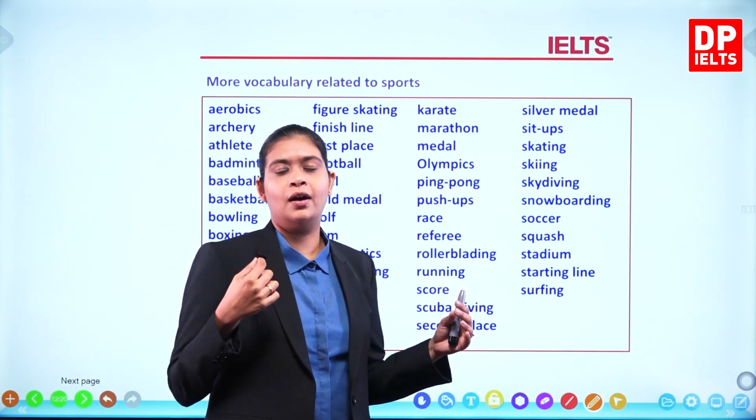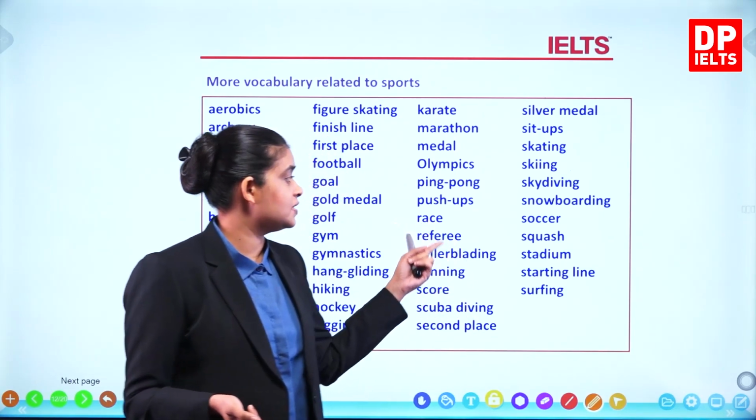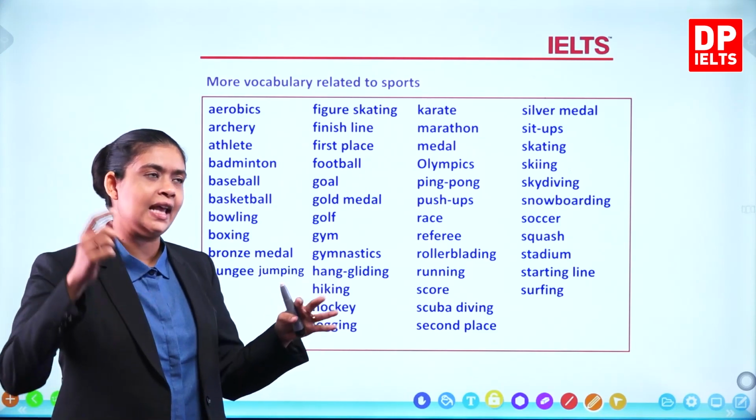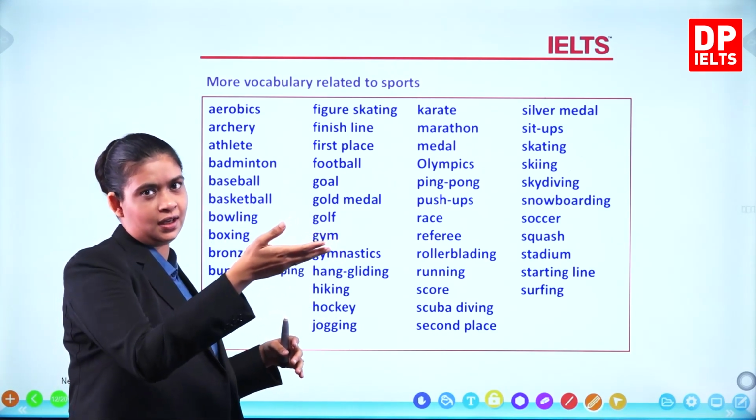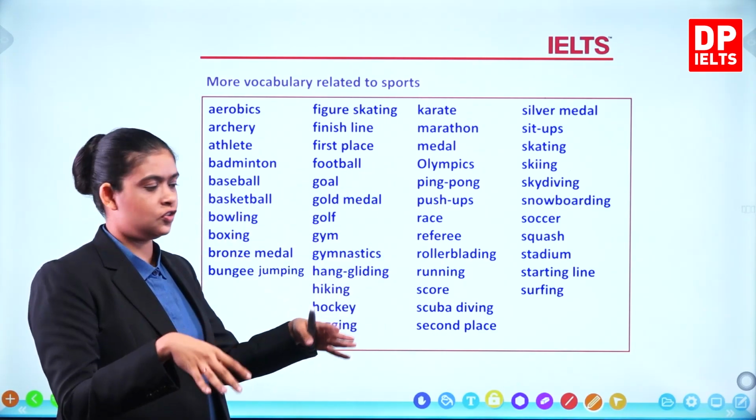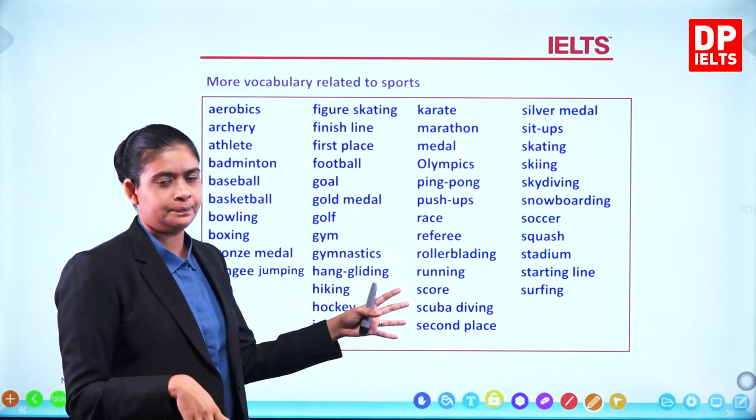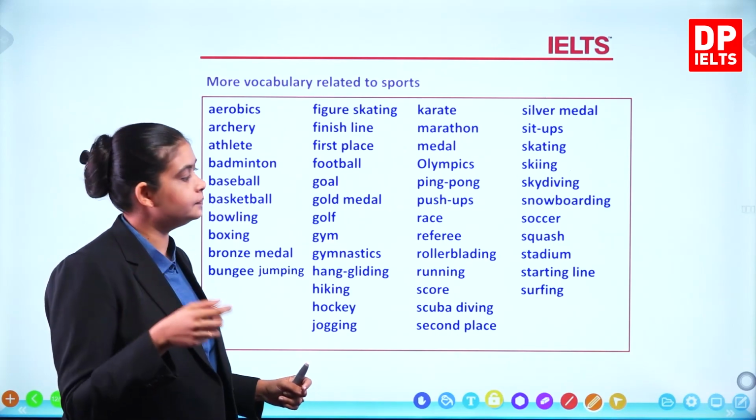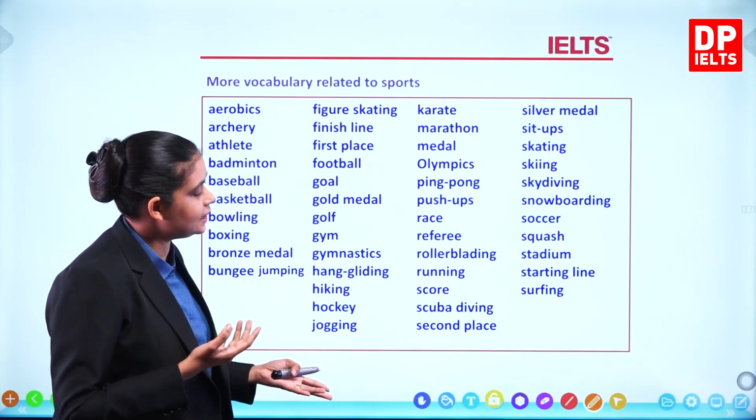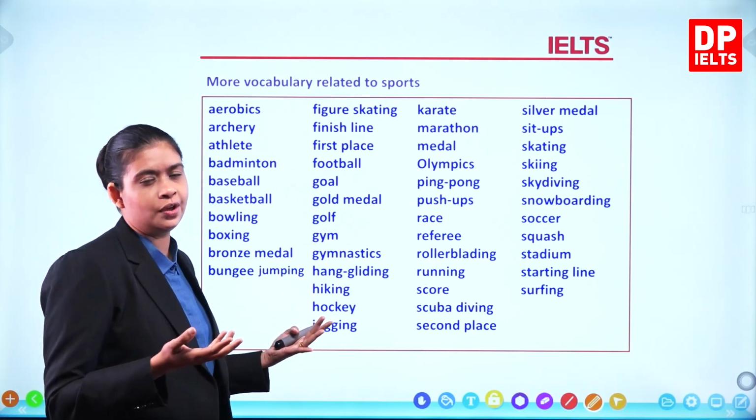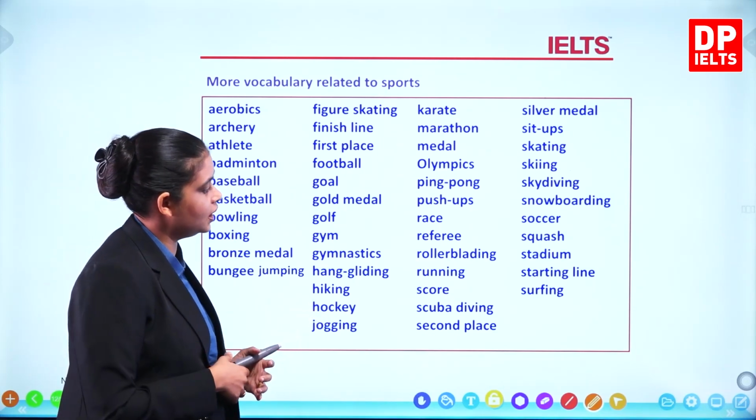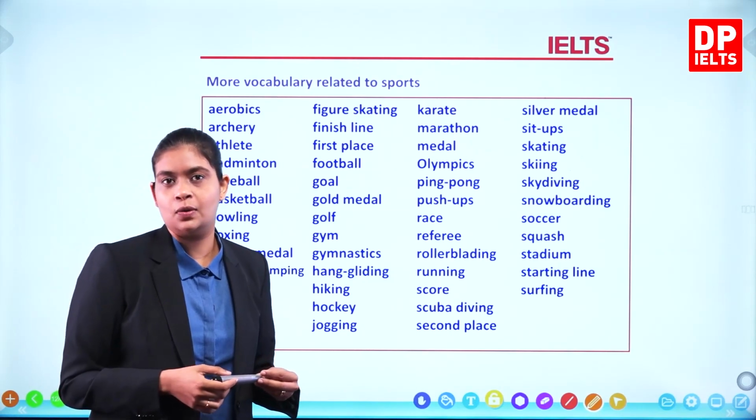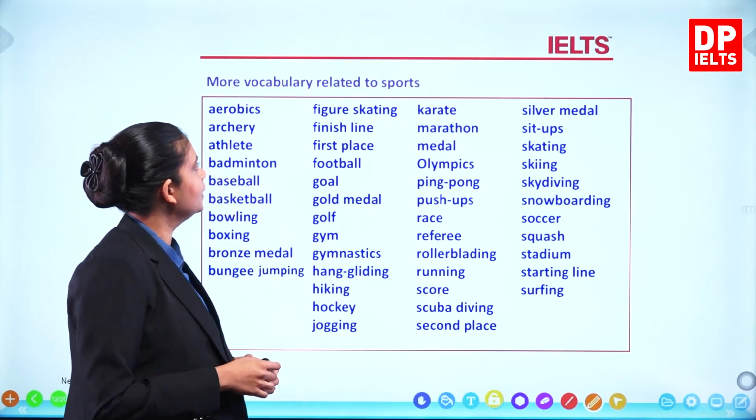Snowboarding, again, a winter sport. You have soccer, you have squash, which is like tennis. The difference is tennis, you actually play it with another partner. Squash is just onto the wall, you just play it, okay, with a similar ball. Stadium is where you usually go in for all of these games, the finals, right. Starting line, and then you have surfing again, which is a water sport, right.